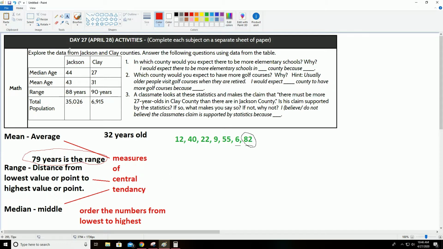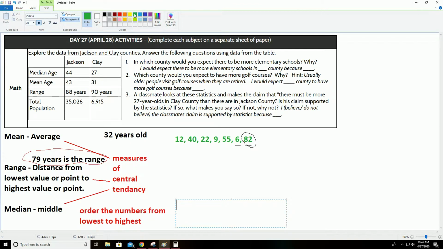Okay, so let's do that. I'm just going to put all the numbers in order from least to greatest. All right, so my lowest number we've already determined was 6. My next lowest number is 9 because it's the next single digit number. I'm going to take out a couple spaces between here so we can have enough room.